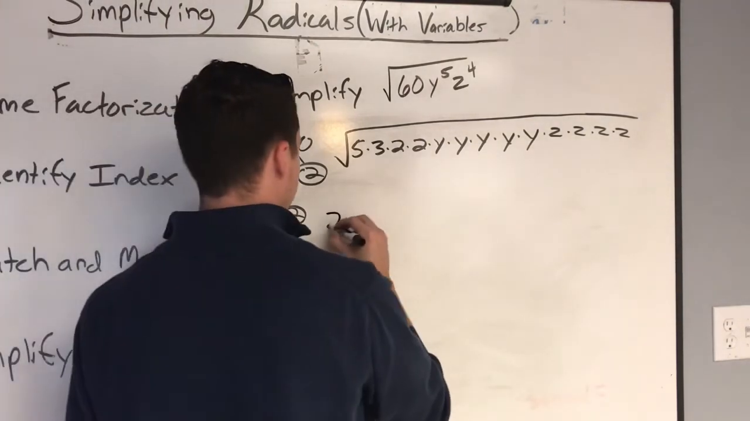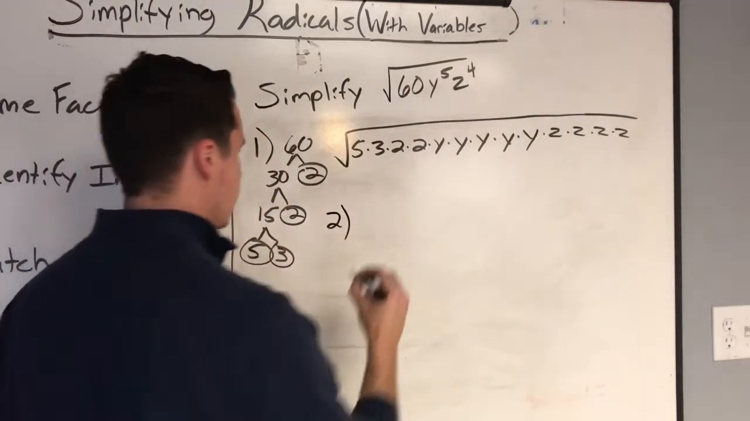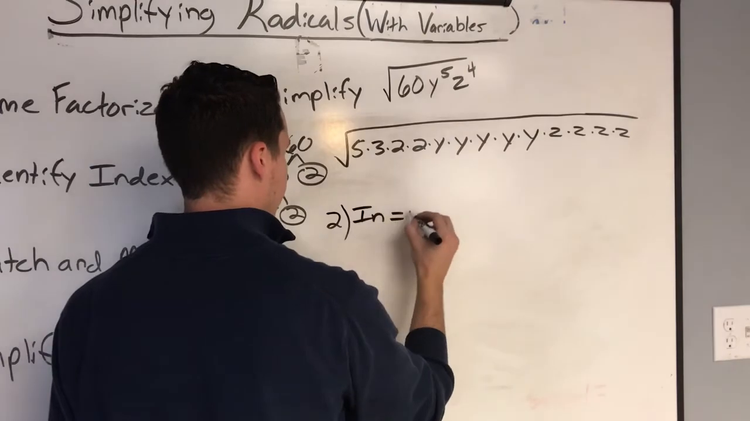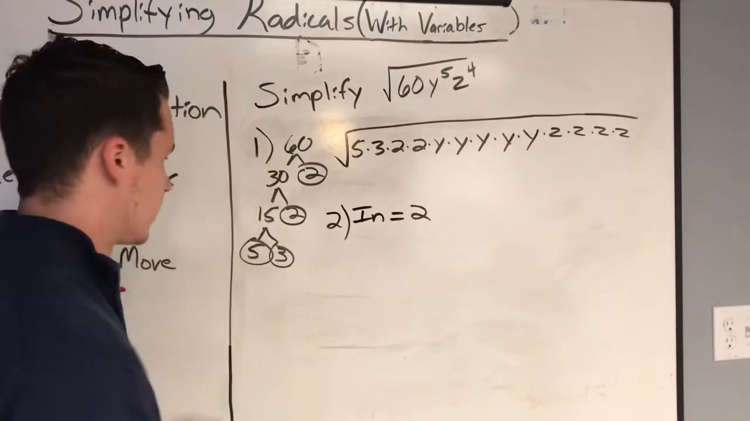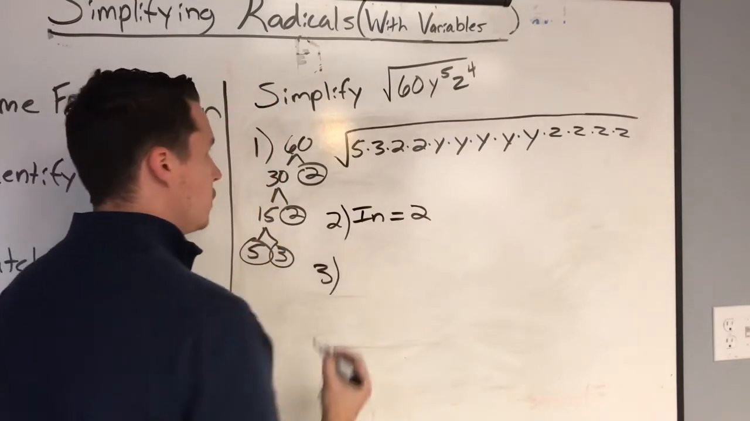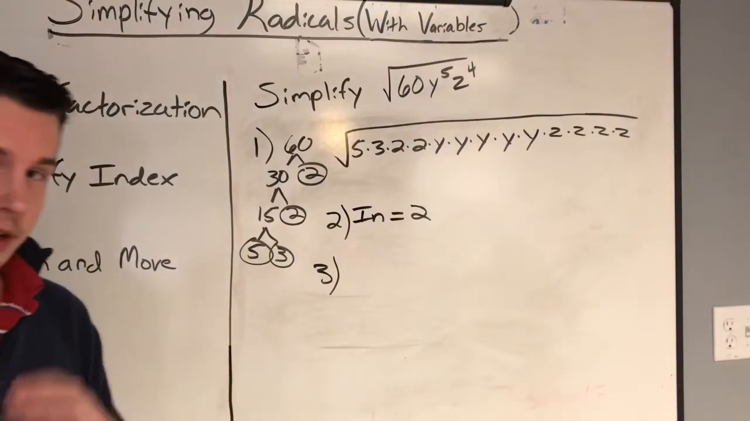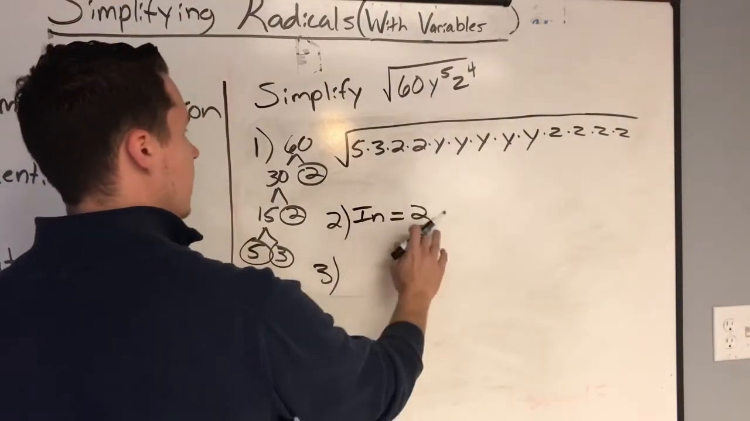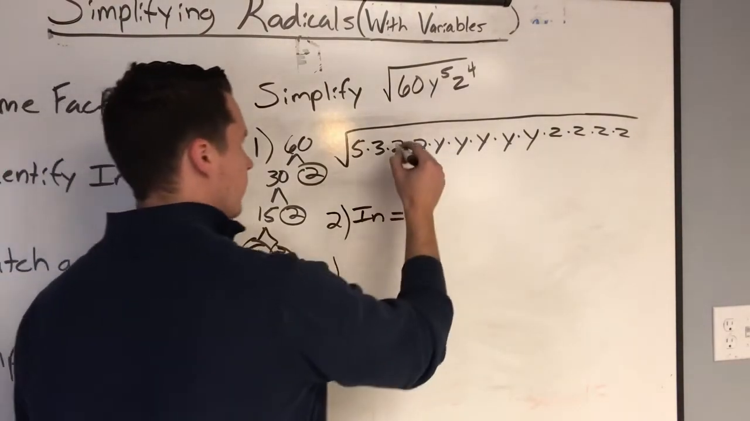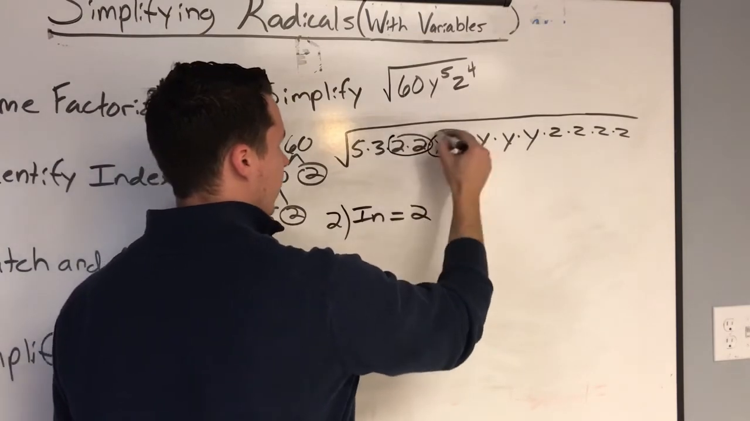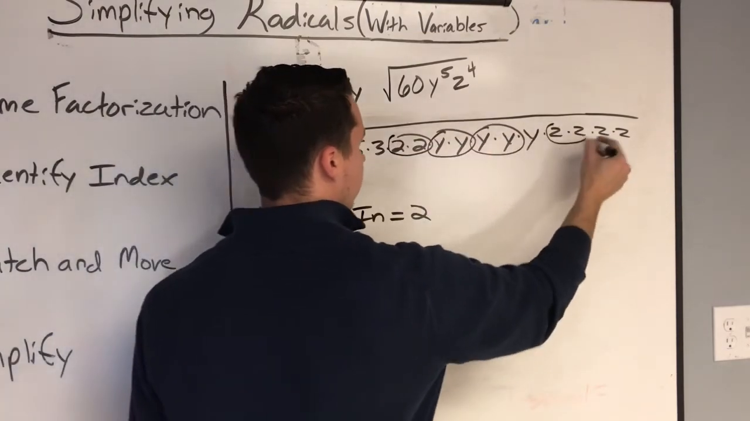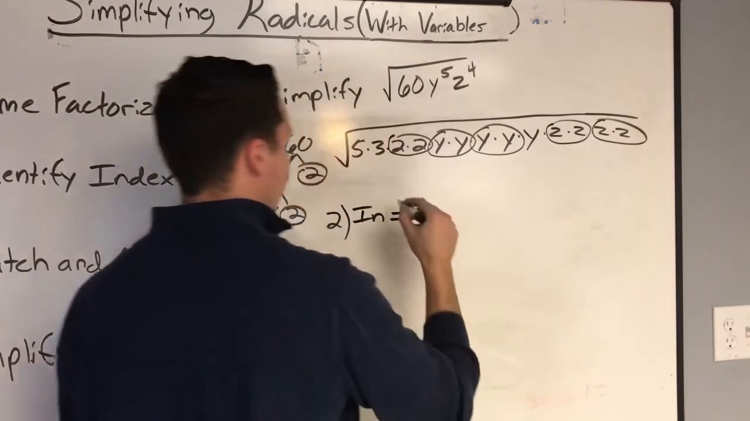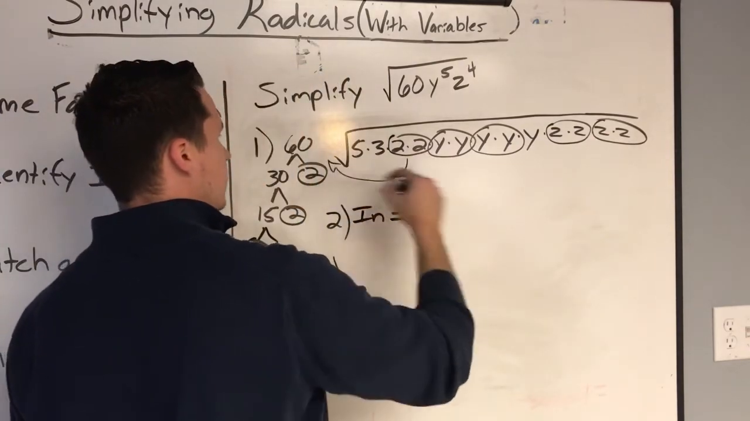Now step 2 is our index. Well, what's the index here? It's just 2. There's nothing special. All right, now match and move. Now we got a lot of stuff here, so we got to make sure we follow along closely. Our index is 2, so we're just matching pairs. So we have a pair here, pair there, pair there, pair there, and a pair there. All right, now we're going to move all these out here.